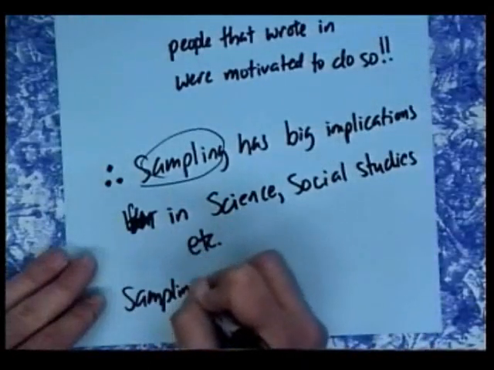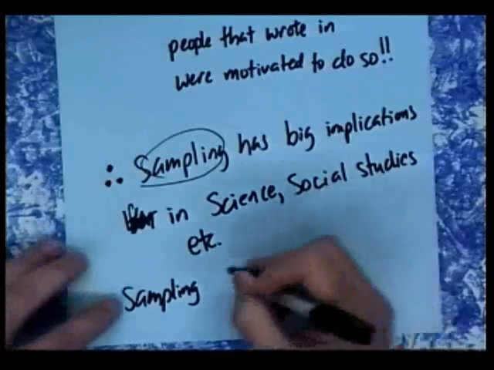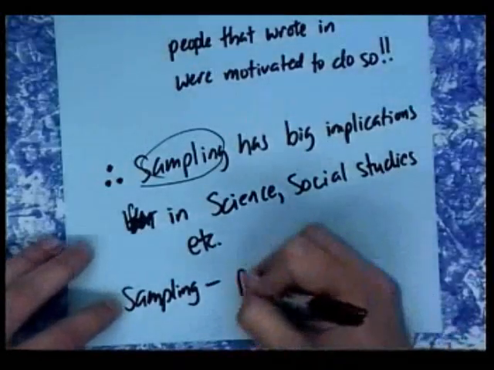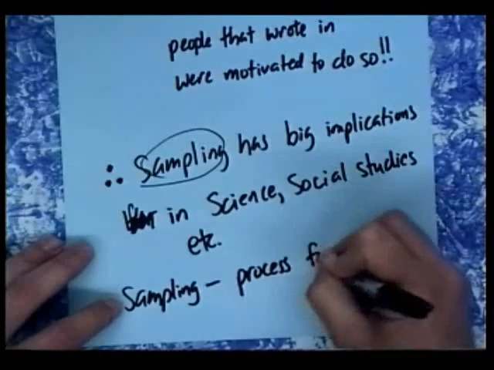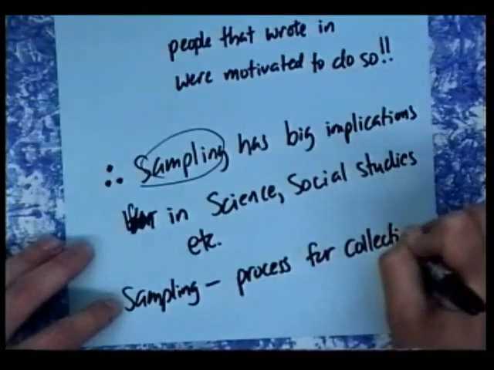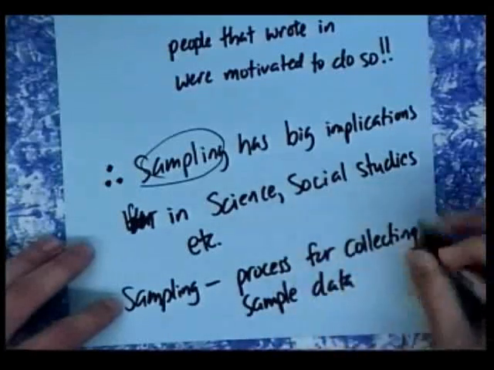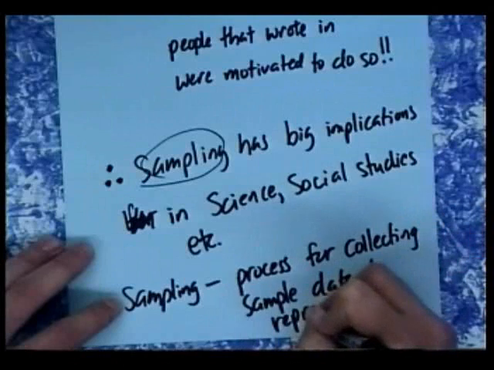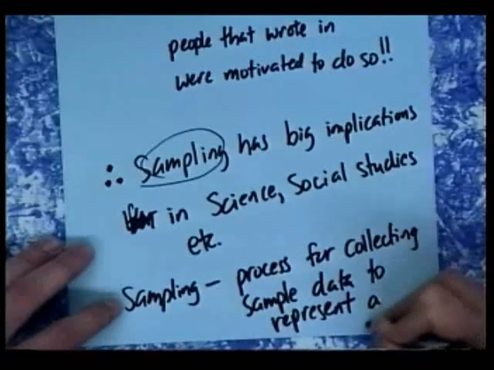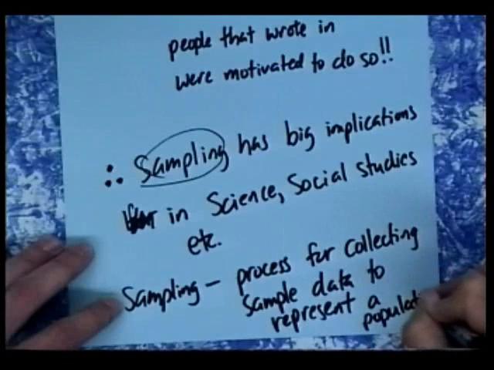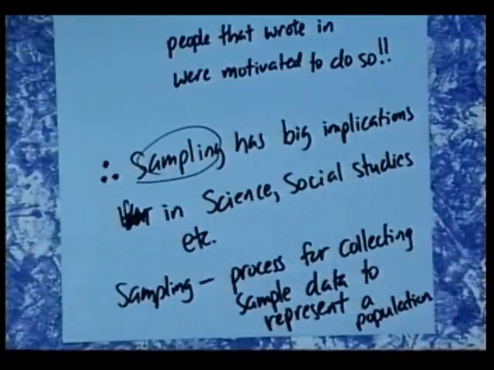Before we move on to part one, surveys, let me just clarify here. Sampling is a process for collecting sample data. That's what we mean by sampling. It's just the process that you go through to collect your sample data, and the intention is to use that to represent your population.